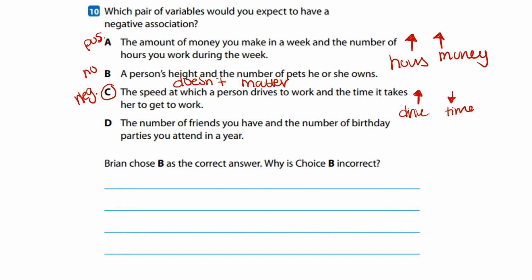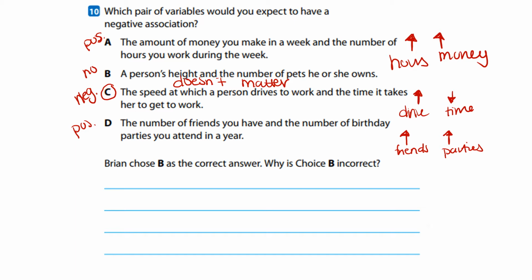But let's go ahead and talk about letter D. D, the number of friends you have and the number of birthday parties you attend. It can be assumed that if you have a lot of friends, then you go to a lot of parties. Since both of them are increasing, that would be a positive association. So C is our correct answer.